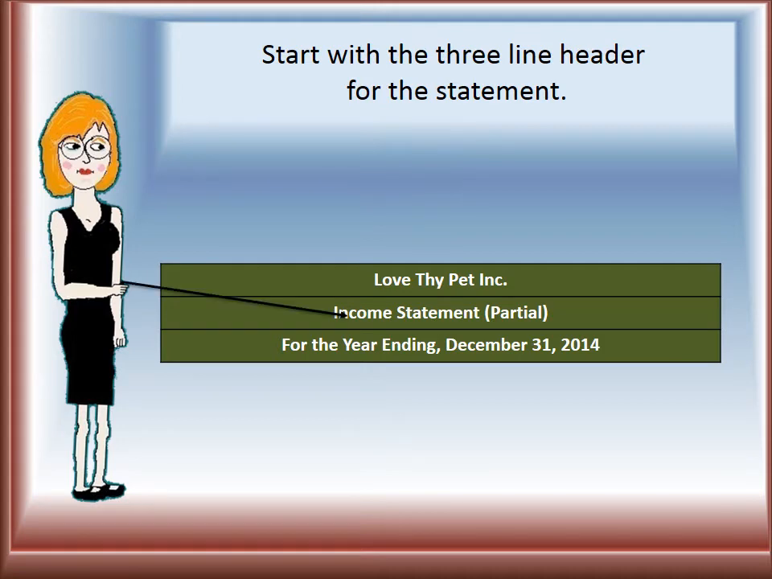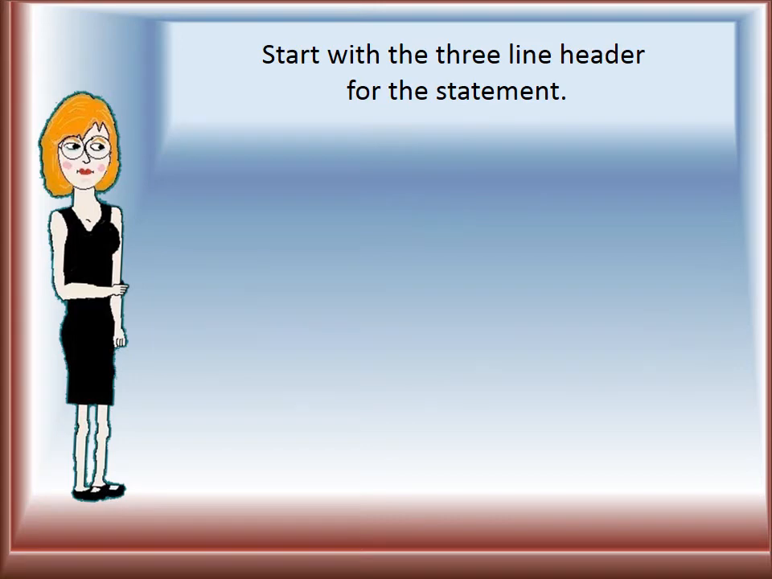The title of the statement is an income statement, and we place partial in parentheses to denote that this is not the entire income statement, but just a portion of it. And then we put the date for the year ended December 31st, 2014. Please note that this is for an entire year, starting in January and ending in December. So that is the three-line header for our statement.